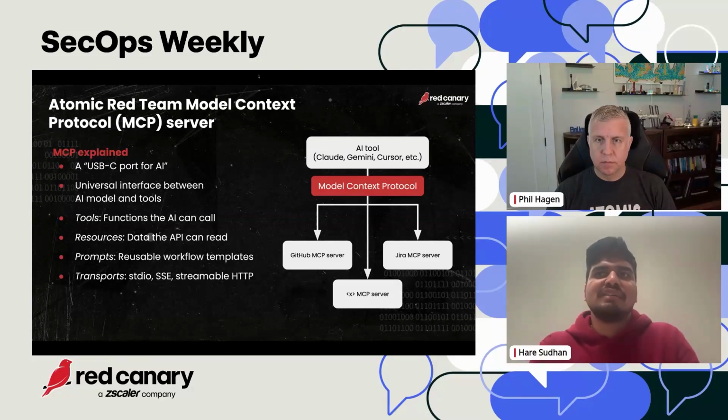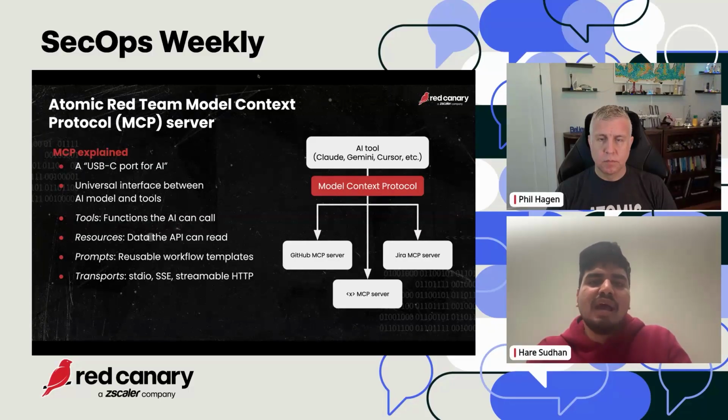So let's say you have a Jira ticket to run an adversary emulation campaign for APT41. You can ask the MCP server to query your Jira MCP and see what the ticket details are. You can ask it to search for atomics in the Atomic Red Team MCP server. And you can also ask it to create a pull request using the GitHub MCP server. So you can plug and play and mix and match.